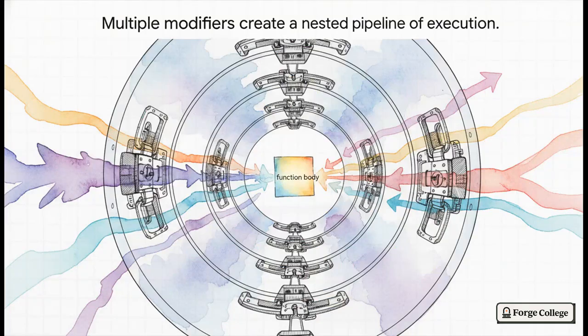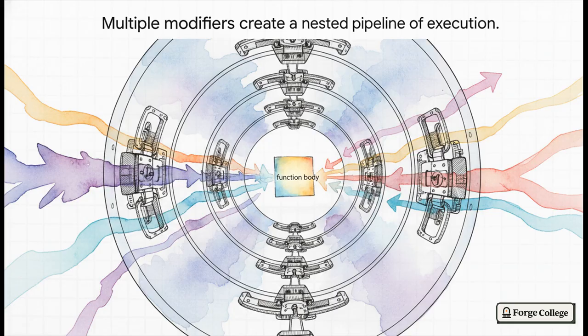But what about when we stack multiple modifiers? For that, let's use a middleware metaphor. Think of it like a nested assembly line. When a function has, say, 3 different modifiers attached to it, execution plunges inward. It hits the first modifier's pre-check, steps down into the second modifier's pre-check, and then down into the third. Finally, it reaches the core function body at the very center.